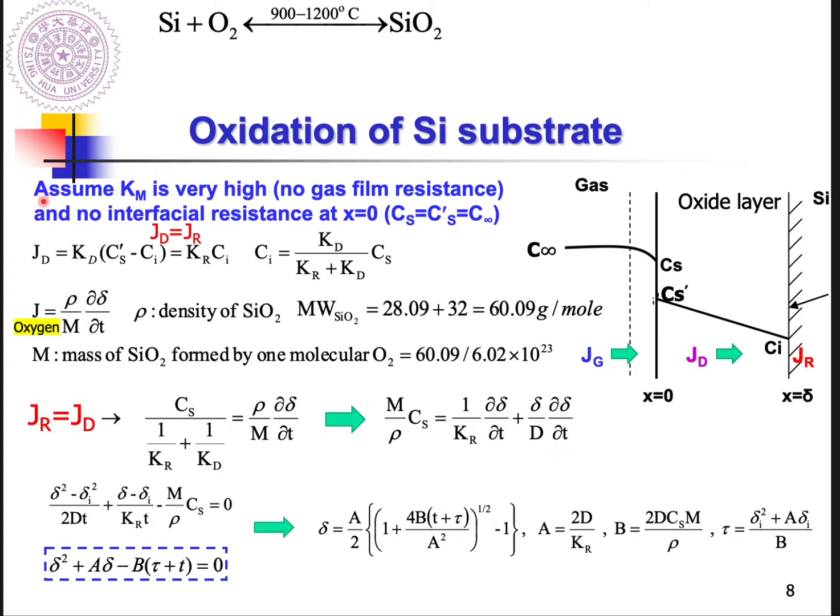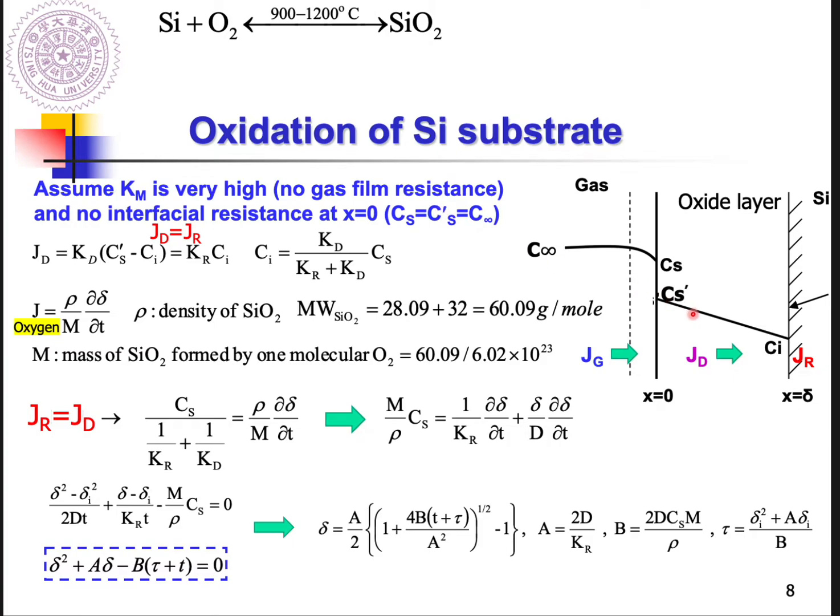So the first, very important assumption is we assume Km, the transport coefficient in the gas phase, is very high, which means transport is very fast. So no gas phase resistance. And we also assume there's no interfacial resistance at x equals 0. So that means C infinity equals Cs equals Cs prime. We make this important assumption to simplify the situation we deal with.